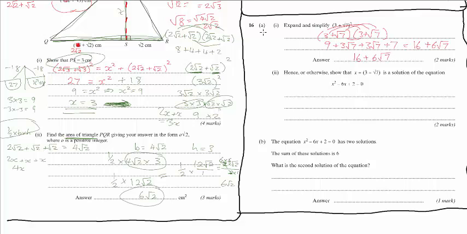See that? It works exactly the same way as doing this. So that becomes 16 plus 6x. Surds work exactly the same as algebra, if you like.